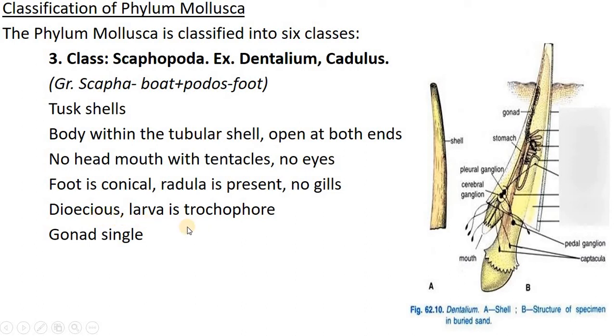Sexes are separate. Larva is trochophore larva and gonad is single. Now this is the animal where you find capitula, pedal ganglion, mouth, cerebral ganglion, pleural ganglion, stomach, gonads, and of course the shell is there. The elephant tusk shell or the Dentalium.